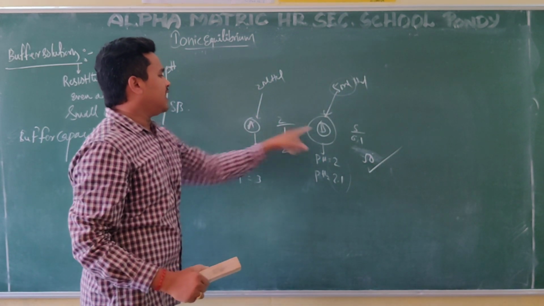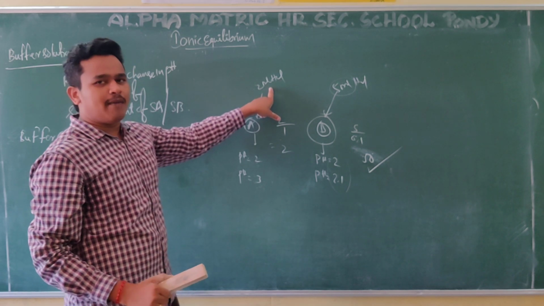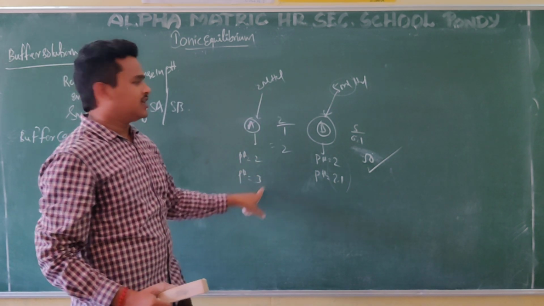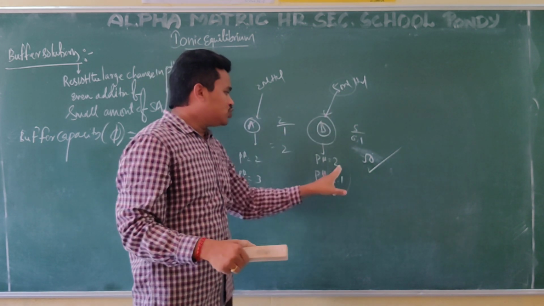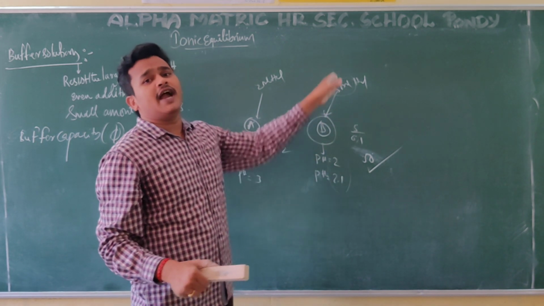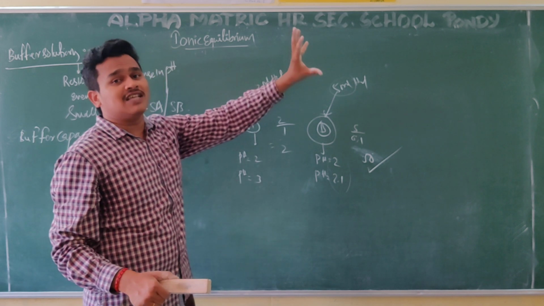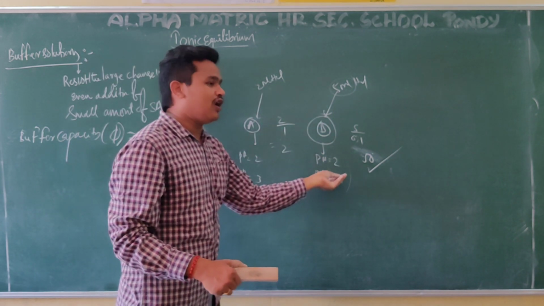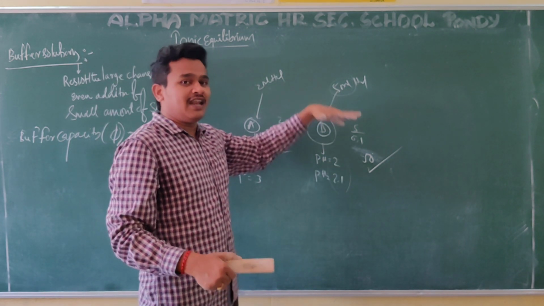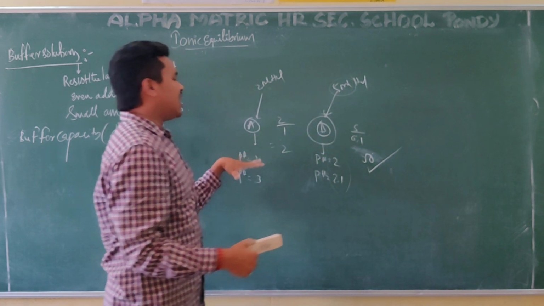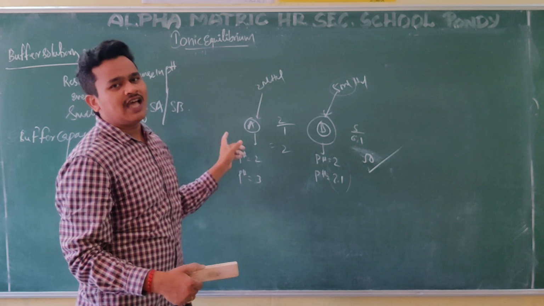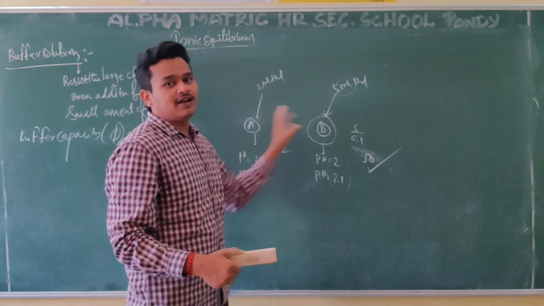A and B buffers are there. For buffer A, adding 2 ml of acid means the pH changes from 2 to 3. For buffer B, adding 5 ml of acid means the pH changes from 2 to 2.1 only. Even when adding a large amount of acid, the change is small. That means B is resisting. It can control without changing the pH. A cannot control it without changing, that is why it is not a good buffer. B is a good buffer.